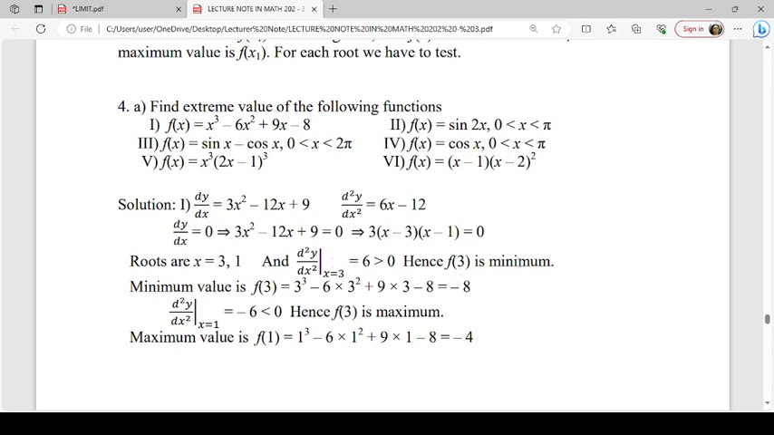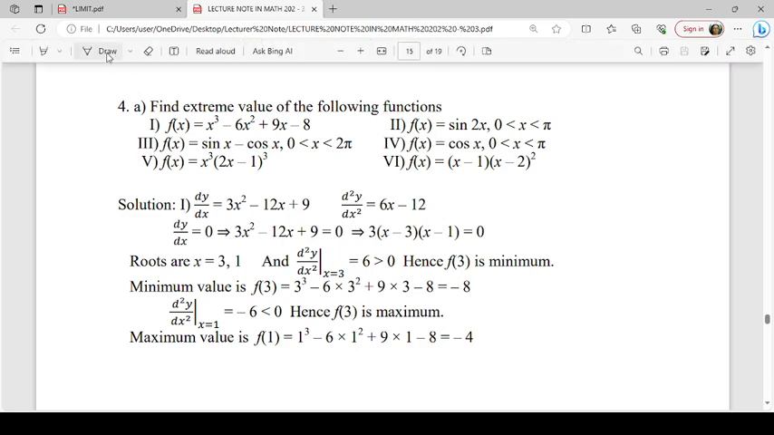Because it is positive, f(3) is minimum. Because it is negative, at 1 it is maximum. So f(3) is 6, f(3) is minimum. Then the minimum value is this, then minus 6 at x equal to 1. So f(1) is maximum. So this f(1) is this one, so minus 4.